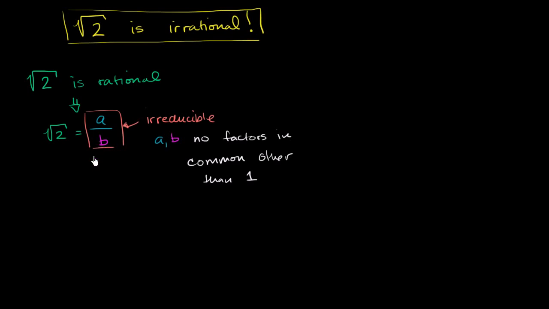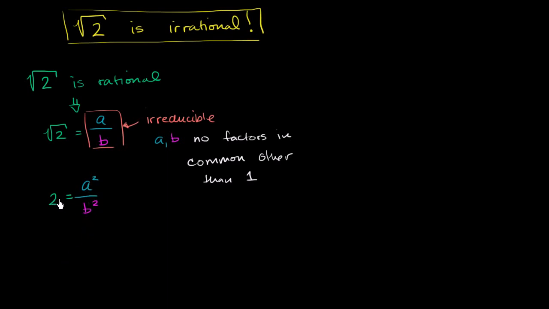So what does that do for us? Well, let's just try to manipulate this a little bit. Let's square both sides of this equation. So if you square the principal root of 2, you're going to get 2. And that's going to be equal to a squared over b squared. And that just comes from a over b squared being the same thing as a squared over b squared.